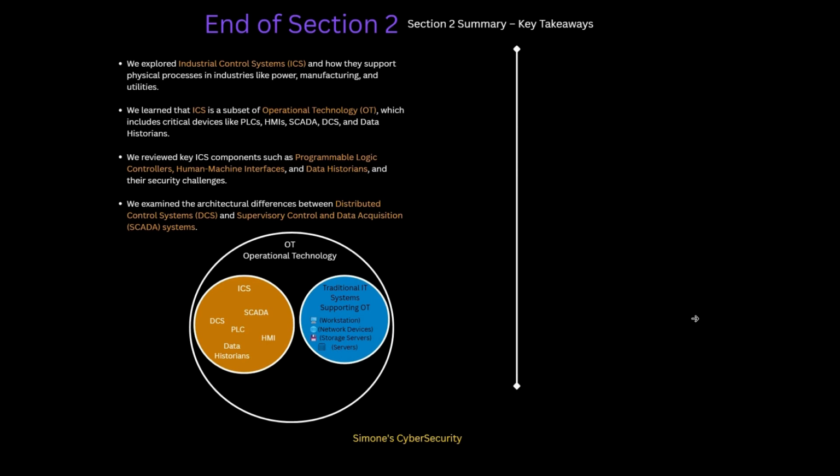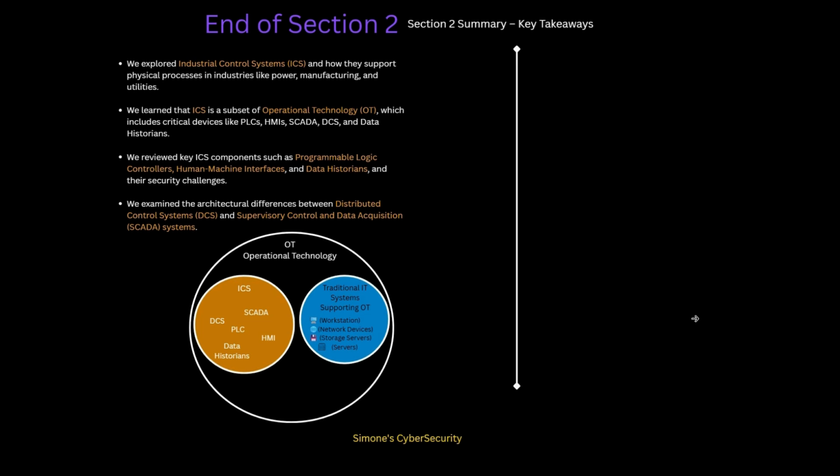In this section, we focused on understanding the architecture of industrial control systems and the common devices that make them work. We looked at critical and common components that you usually find in industrial control systems, no matter which industry. So we looked at devices such as PLCs, HMIs, data historians, DCS, and SCADA. These are the 5 components, or 3 devices and 2 systems, that you will usually see in any industry. And we discussed their roles, what they do, what they are used for.